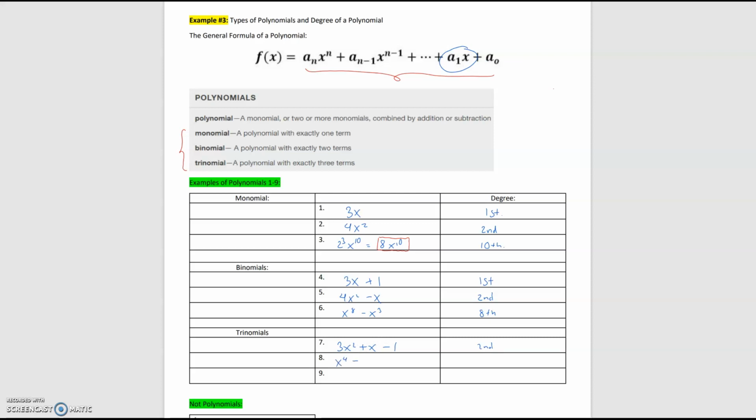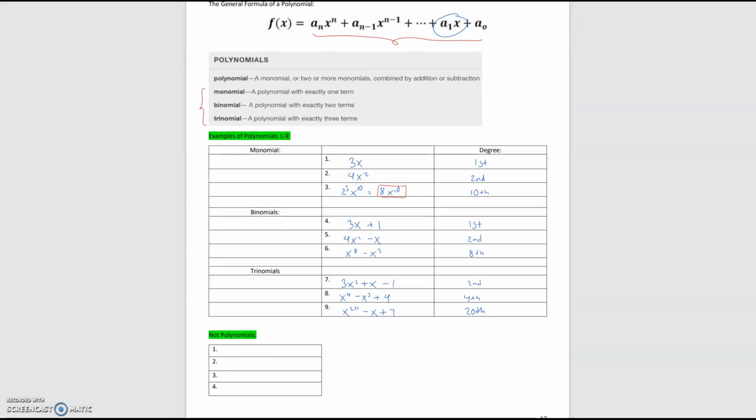Perhaps x to the fourth minus x to the third plus 4. It has a total of three terms, and the terms we're counting them by additions or subtractions. Highest exponent of a fourth degree. And maybe an x to the 20 minus x plus 7. You technically have three terms, so that would be a, well, trinomial. The degree would be the 20th degree.